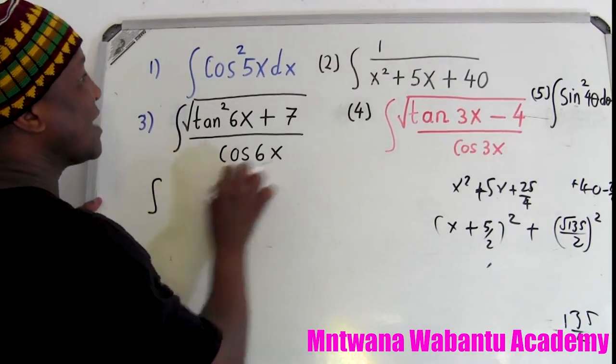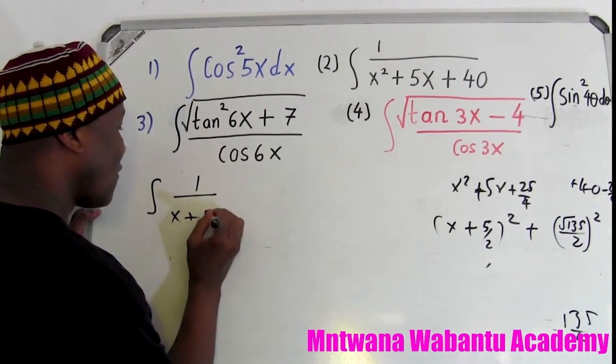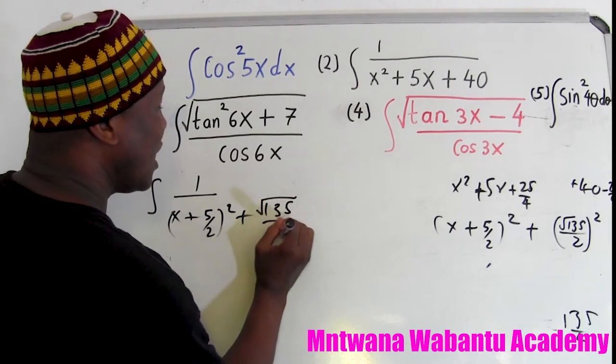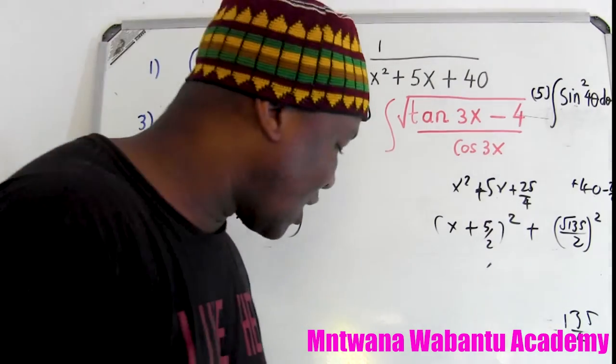So instead of writing that, I'll write the one which is going to be x plus 5 over 2, bracket squared, plus root 135 over 2, bracket squared. So what do we do now? Now we can simply use tan inverse.